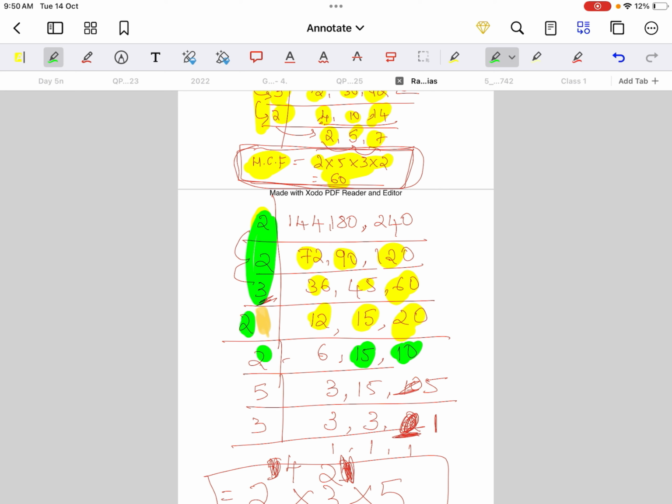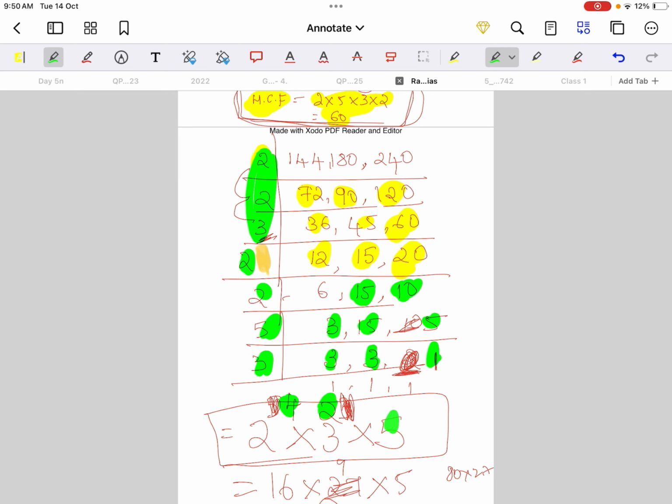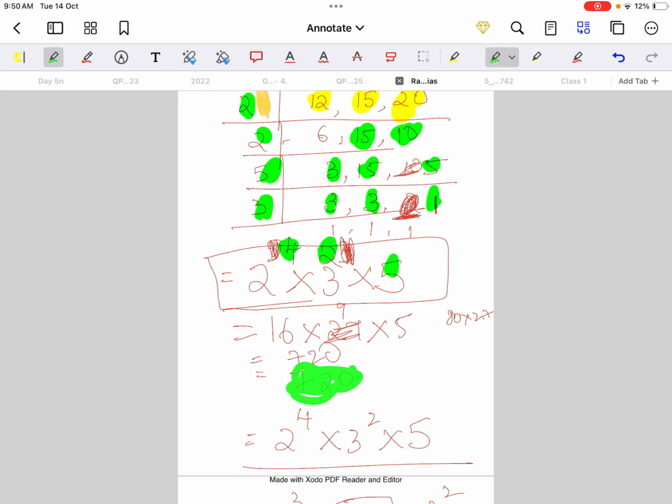Then 2 tens are 22, 3, 15 doesn't divide, 5 are 50, 5, 3 doesn't, 3, 5 will be 1, again 3, 1, 1, 3. So here is 2, how many times is it repeated? 4 times. 3, how many times repeated? 2 times. It's 5 here. So it is 720. 720 is our LCM.